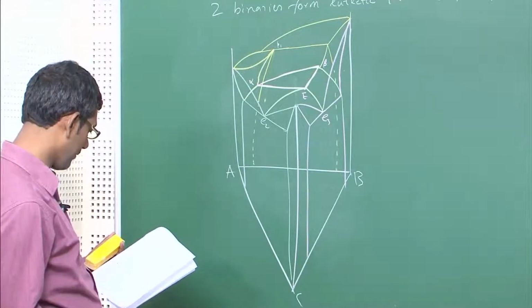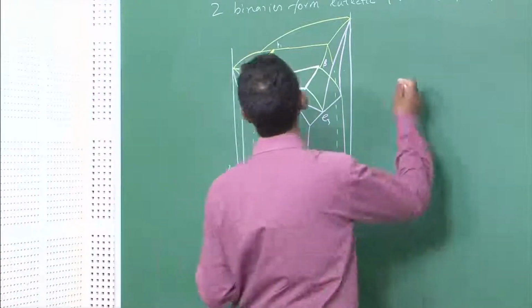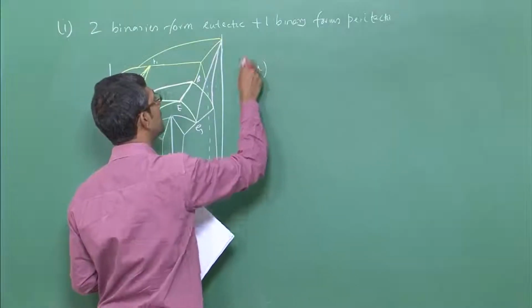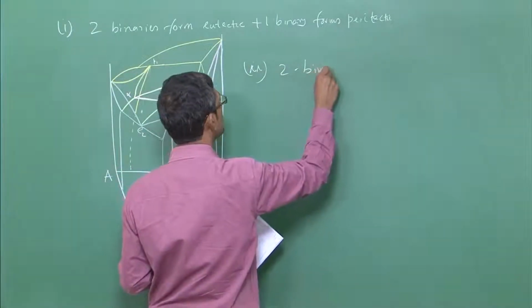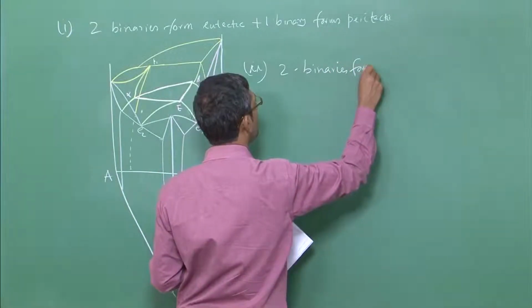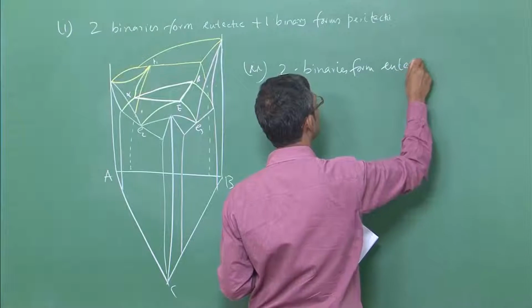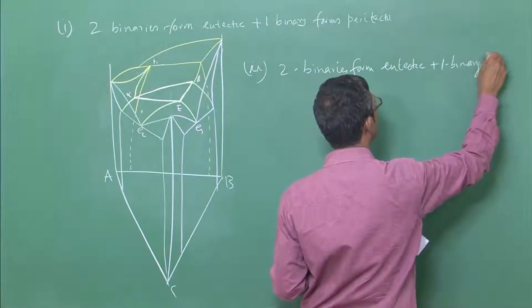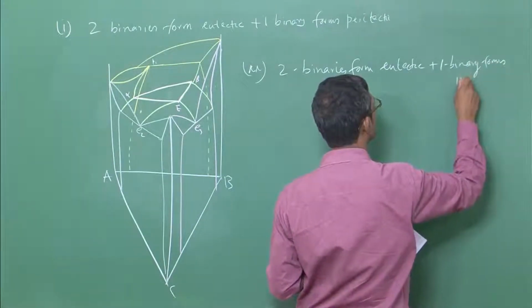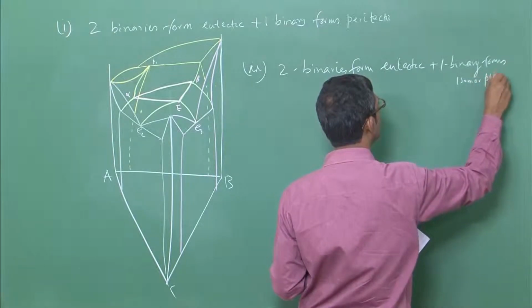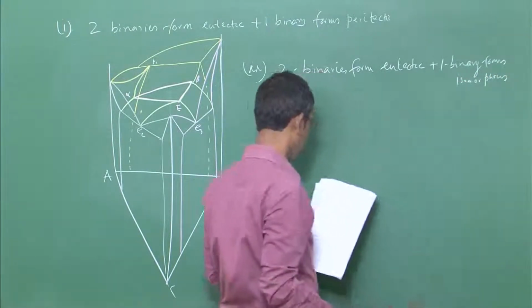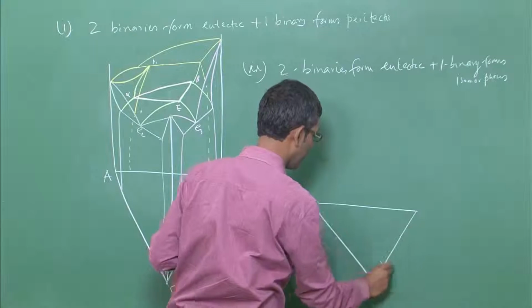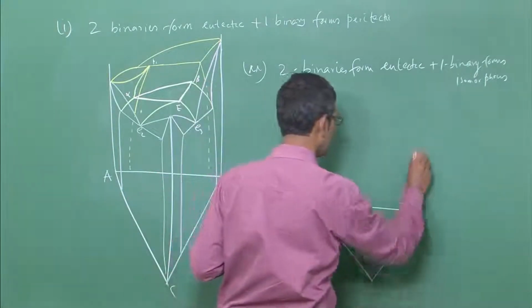So, this is one variation, variation number 1. Variation number 2 is where 2 binaries form eutectic and one binary forms isomorphous. This can also lead to Ternary eutectic, and I will draw it in a very simple way, it does not complicate things.